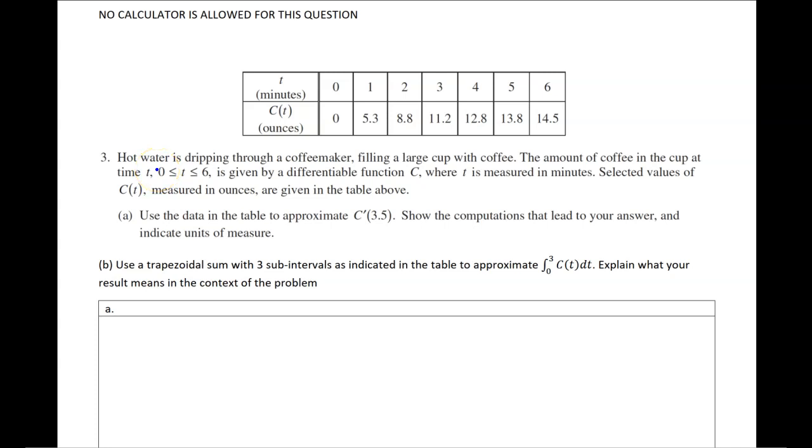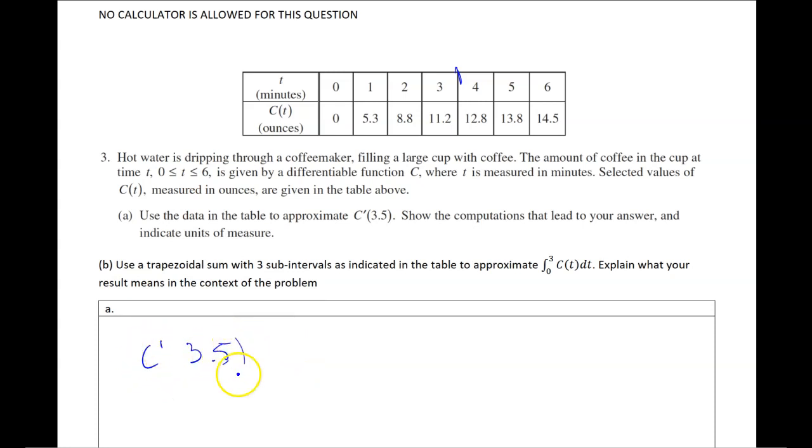All right, so here we have a table problem. So right away when I see this, I expect that I will be asked to approximate either a derivative or an integral using a difference quotient or a Riemann sum. And sure enough, in part A, I'm asked to approximate C prime of 3.5. So that would be between 3 and 4, obviously. So I'd be like C prime of 3.5.